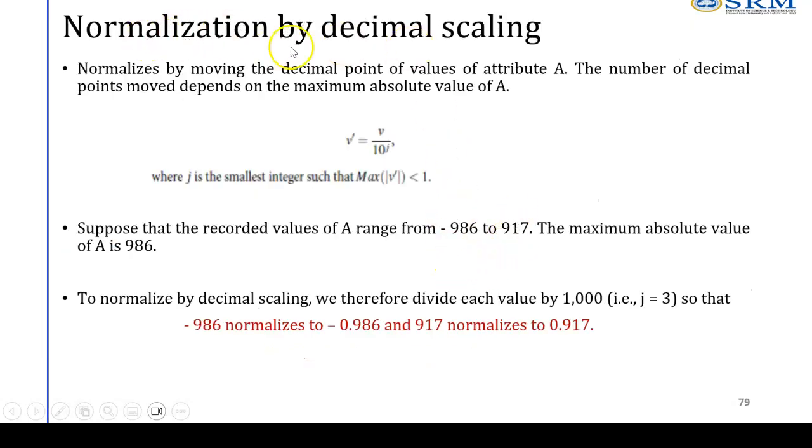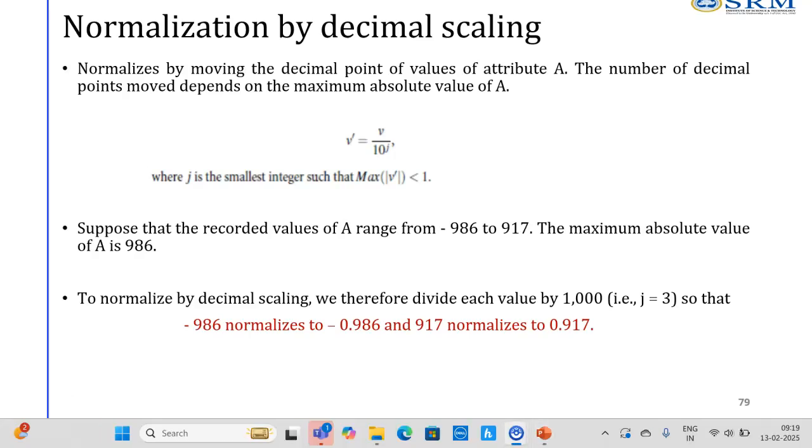The next one is normalization by decimal scaling. It normalizes by moving the decimal point of values of attribute A. The number of decimal points moved depends on the maximum absolute value of A. This is the formula for normalization by decimal scaling: V dash is equal to V divided by 10 to the power J, where J is the smallest integer. I don't want you to get confused with this, so let us see the problem so that you will automatically understand this.